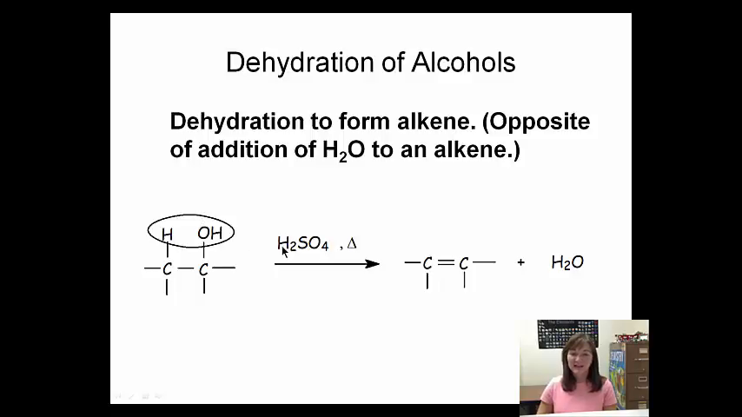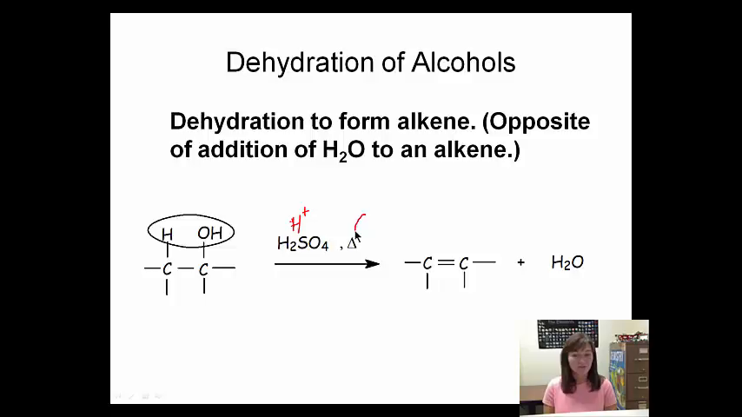In order for this reaction to happen, it's going to need an acid catalyst. So there's going to be an acid above the arrow. You might just see a hydrogen ion up here instead of the actual acid. But for dehydration to occur, you've got to have an acid catalyst, and then you have to have heat.